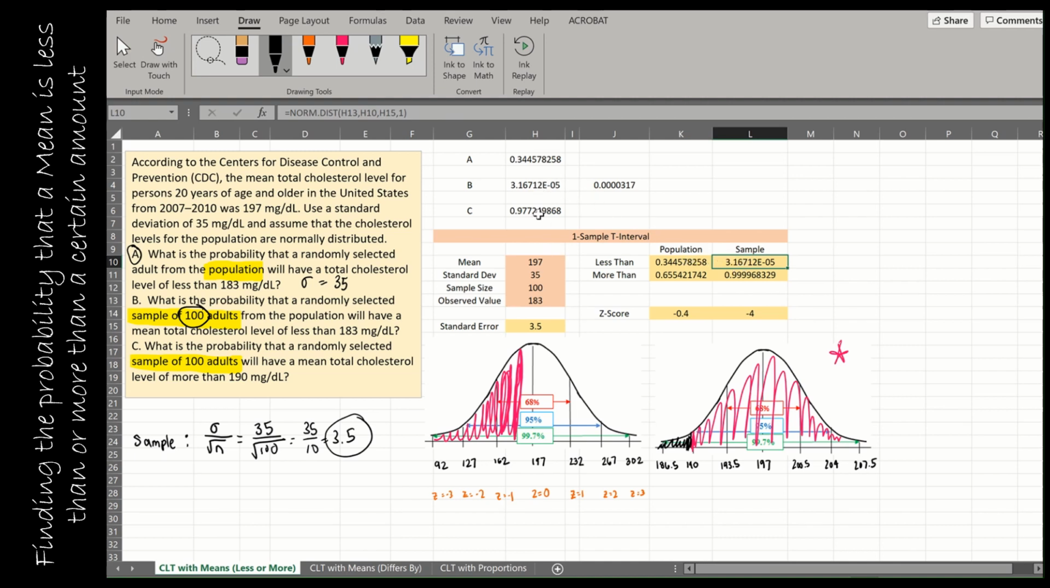And then for question C, again, remember our observed value was 190, so now I can just change that to 190 instead, and I can see that for the sample, those values match up. For the population would be like question A where it says 1 adult from the population. So again, make Excel work for you. This is very handy to just have these input boxes and then let Excel do all of the work for you.